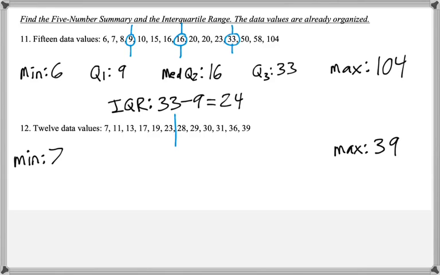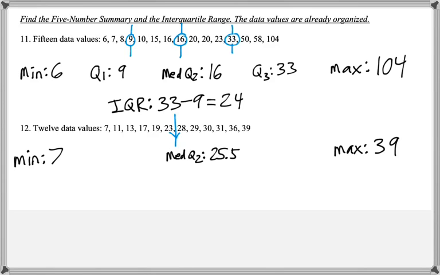So when we're finding the median, or Q2, we need to take the average of these middle two numbers. So we need to add them up and divide by 2. So 23 plus 28 divided by 2 is 25.5.